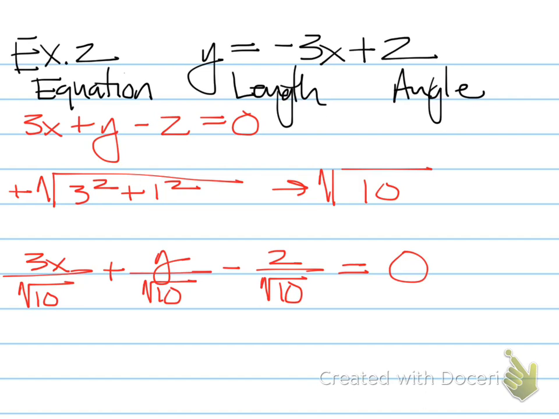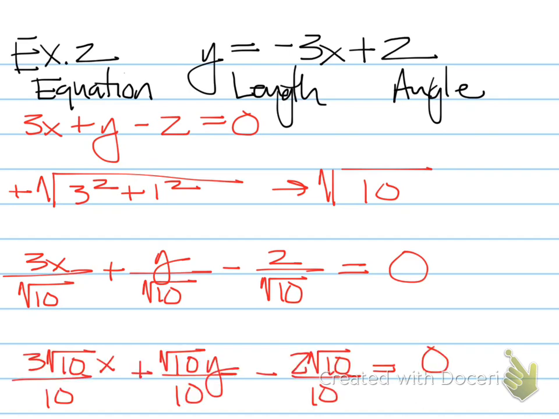When we do that, we get 3x over the square root of 10 plus y over the square root of 10 minus 2 over the square root of 10 equals 0. And then now we're going to rationalize all those denominators by multiplying everything by root 10. When I multiply the first term by root 10, I get 3 root 10x over 10. And then root 10y over 10 minus 2 root 10 over 10. Alright, so I can simplify the 2 root 10 over 10 to root 10 over 5.